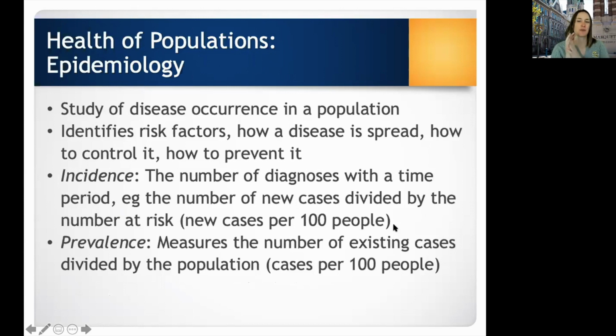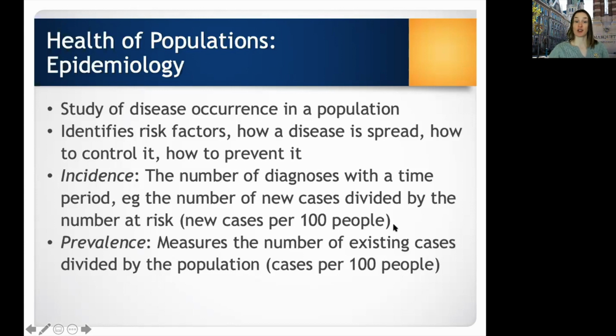It identifies patients' risk factors, how that disease is spread, how to control it, and how to prevent it. There are a couple terms that are important for epidemiology. One is incidence. This is the number of diagnoses within a time period.